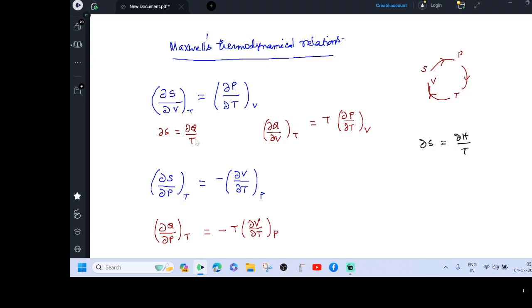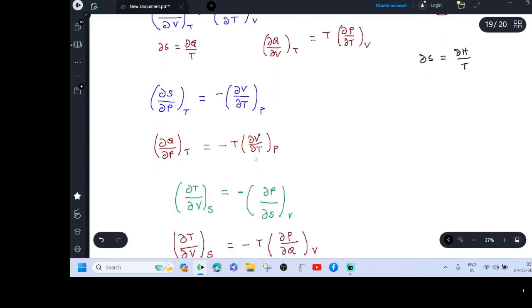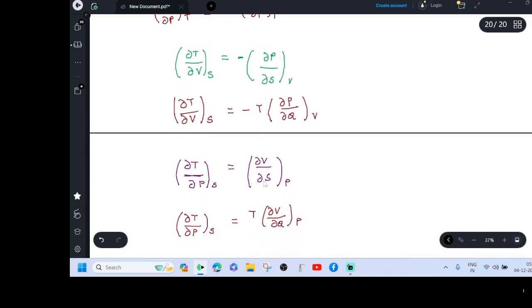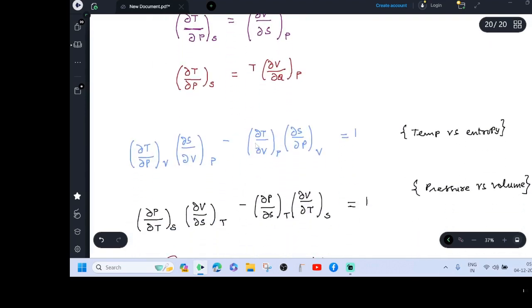The second relation, we are keeping the things in the anti-clockwise direction, SPTV, so we have introduced a negative sign. Then in this equation, from the bottom itself, we are starting our journey, SPTV in the anti-clockwise direction, so we have introduced a negative sign. But in this equation, we are operating in the clockwise direction from the bottom, SPTV, so all are positive.